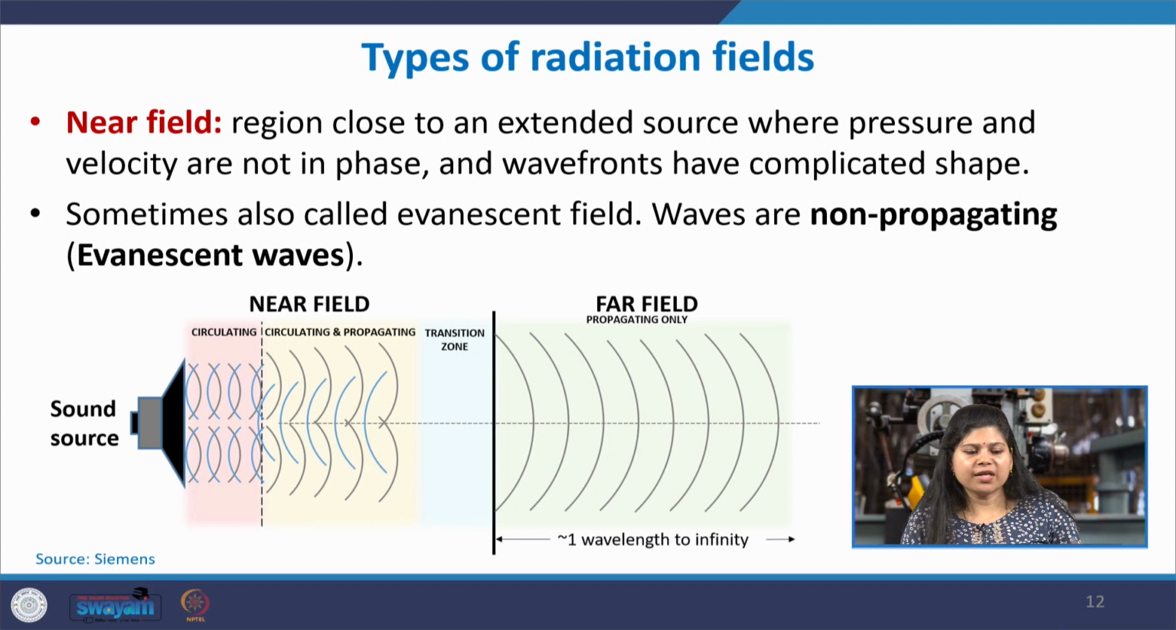Now, types of radiation fields. So far we saw that different sources have different fields. A monopole has a spherical wavefront distribution, a dipole has a dumbbell shaped distribution, and so on. But all of those distributions were obtained under the condition that the radiation is in a far field with free field propagation. It was not representing the near field effect.